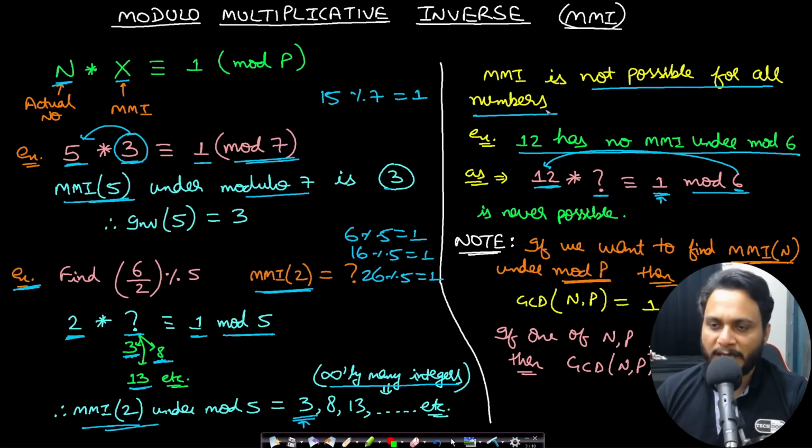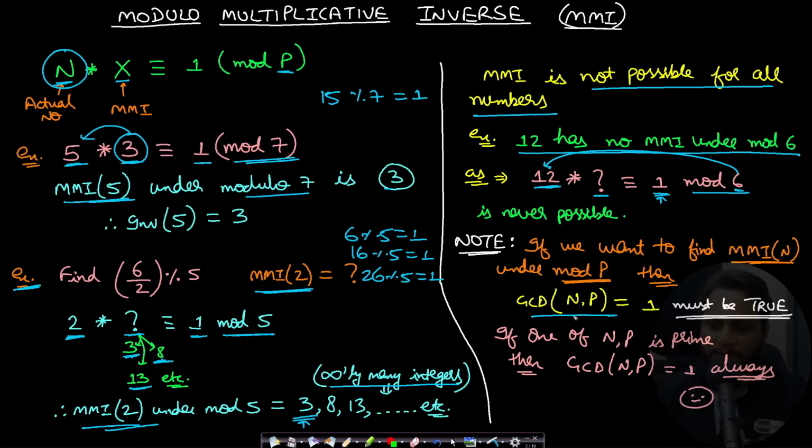So the MMI concept is only possible if this number n and this p are actually co-prime numbers. That means the GCD n comma p should always be 1. If it is not 1, if they are not co-prime, then you can never find the modulo multiplicative inverse of n under modulo p. So how to make sure that MMI of a number is always possible?